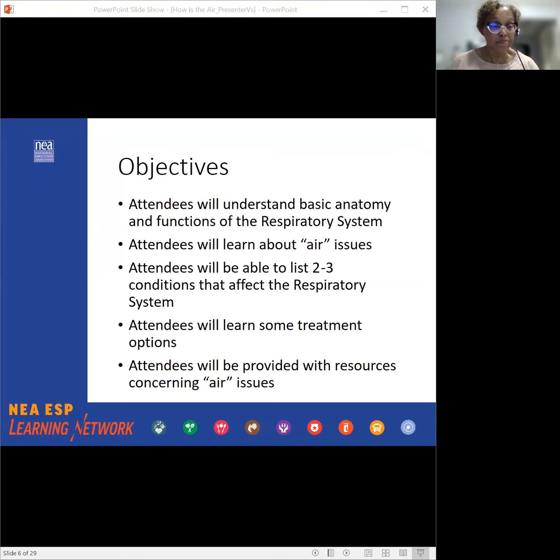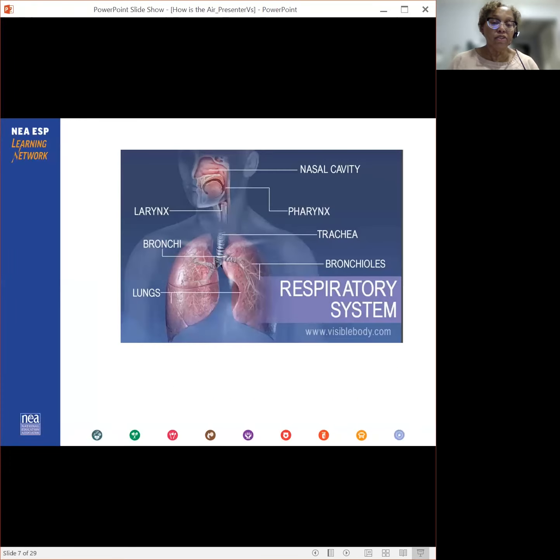Next slide, please. So we're going to start off by looking at the respiratory system. You probably learned about this in approximately 4th grade, about the different body systems and all that, but we're going to just kind of go over them, but in a basic manner at this point in time.